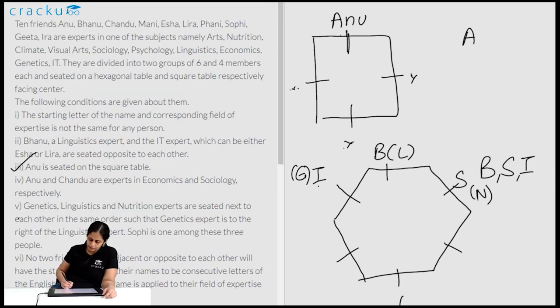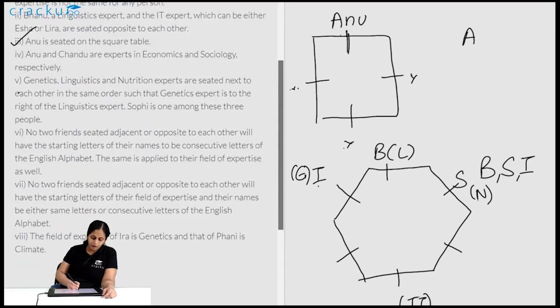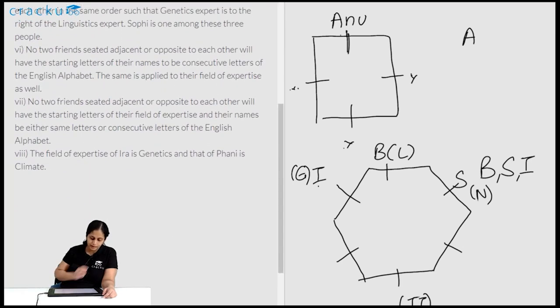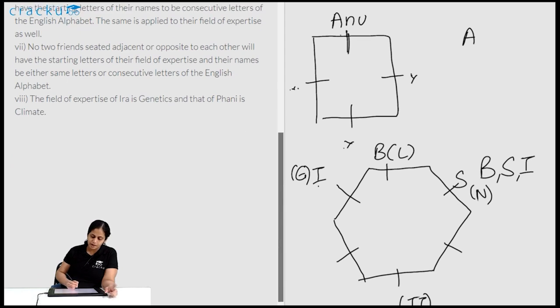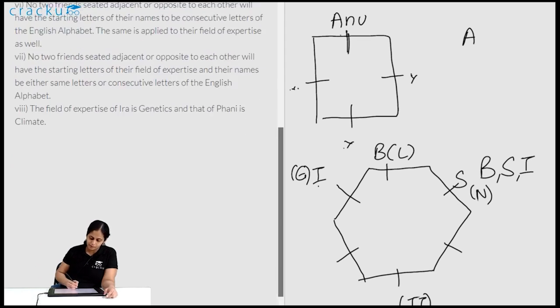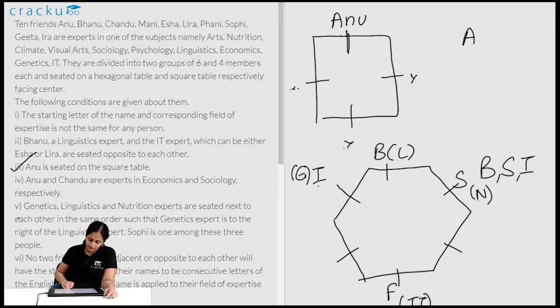So the IT expert is opposite to this person. Now this IT expert is either Isha or Lira, but if the person is Lira, then L and L will be opposite to each other. The linguistic expert will be opposite to Lira, and according to 7, this cannot be the case. The starting letters of the field of expertise and the names cannot be the same letters. So Lira cannot be seated here, so this person must be Isha. So this is E over here. Okay, so I have placed E also over here.